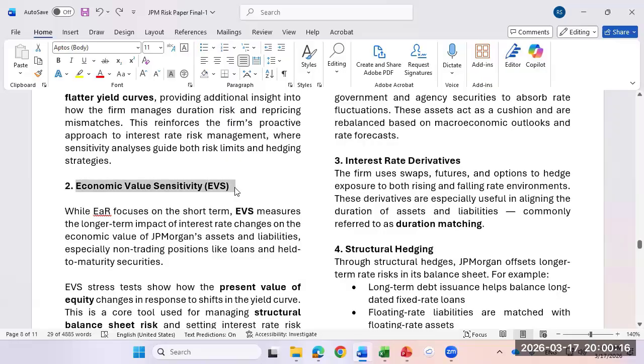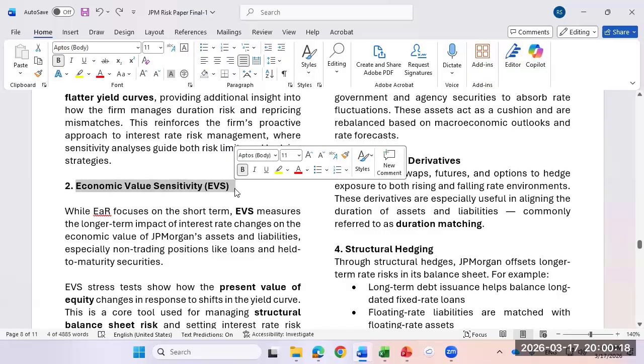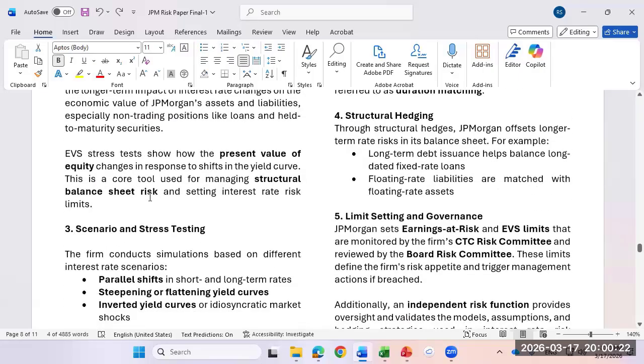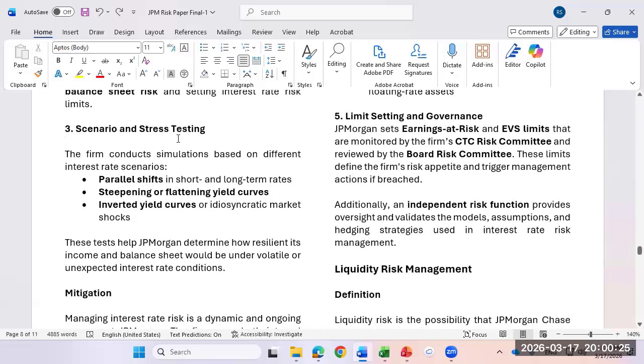Economic value sensitivity, what is that? That's a stress test. It's another one, just with another term. Scenario and stress testing, what is that? That's stress testing again. All right, so he did his best given the fact that JP Morgan was somewhat repetitive.